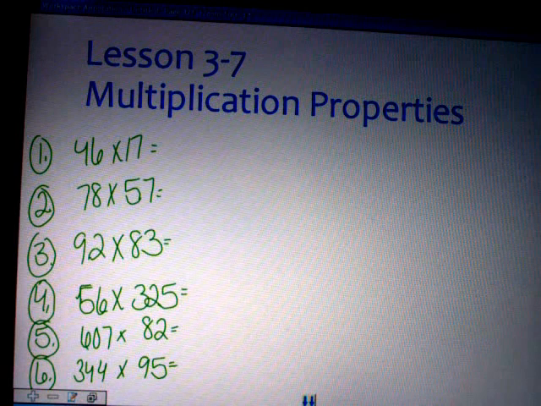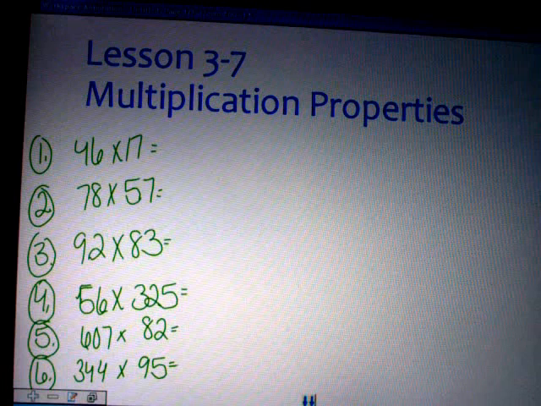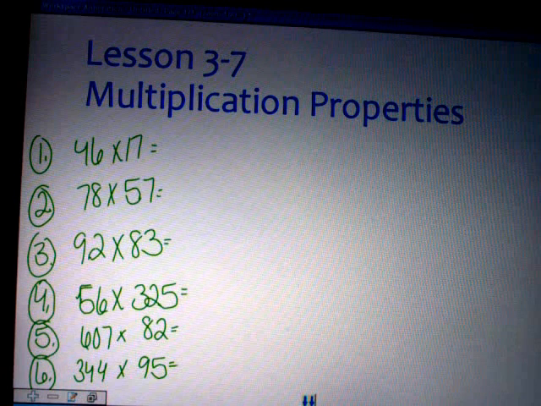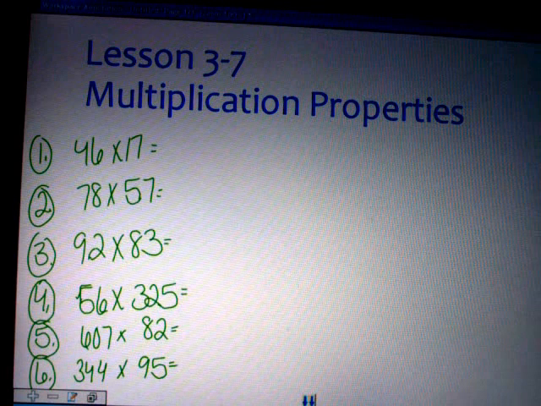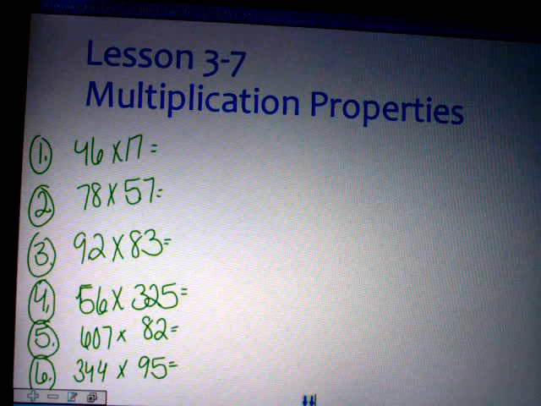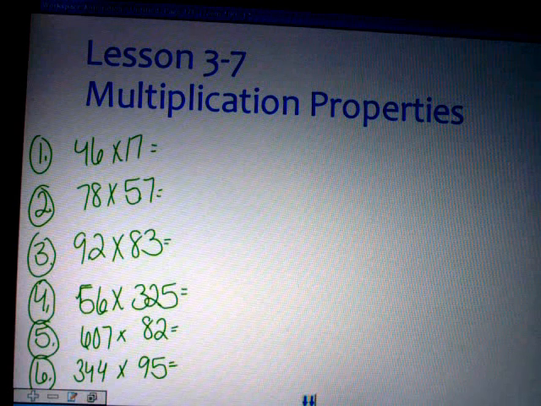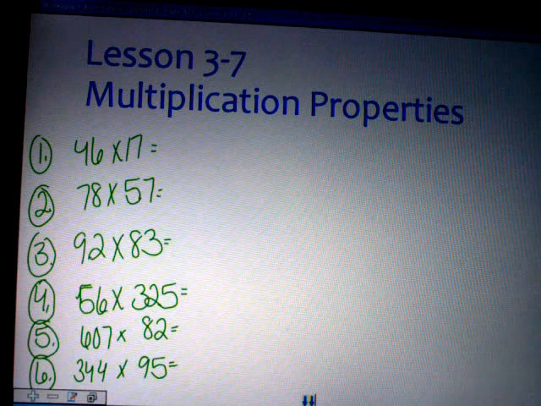Alright, this begins Chapter 3, Lesson 7, dealing with multiplication properties. But before we go into multiplication properties, I want to make sure you have a good understanding of Lesson 3.6, dealing with multiplying two-digit numbers. So I want you to go through and pause the video, solve these 6 problems, and actually pause the video, solve them, because it's going to help.